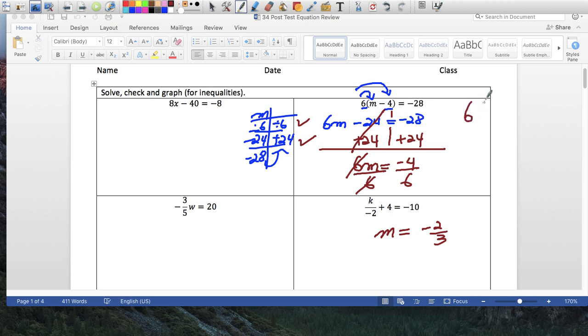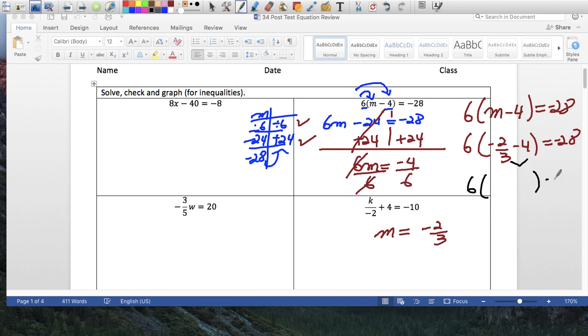Go back to your original equation. Let's substitute. And 6, and instead of m, I'm going to replace this one again, negative 2/3 minus 4 equals negative 28. So one thing I've noticed that a lot of you are doing is the distributive property, multiplying 6 times negative 2/3 and 6 times negative 4. I think it'd probably be easier if you took care of these two in your calculator. Negative 2/3 minus 4 would be negative 4 and 2/3 equals negative 28 on this side, right?